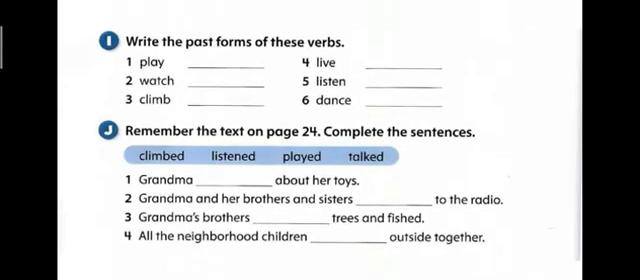Write the past forms of these verbs. Play. It's not ending with the E, so played, we add ed only. Watch, the same thing, we add ed only. Climb, the same thing, we add ed only. Live, we have E at the end of the verb. So here we add D only. It will be lived with one E.